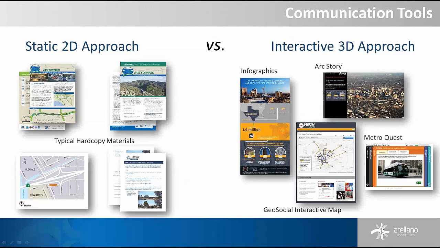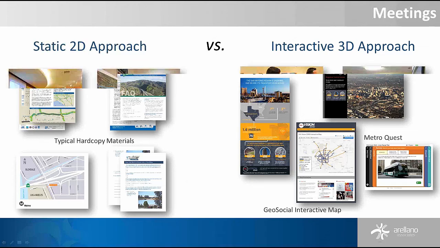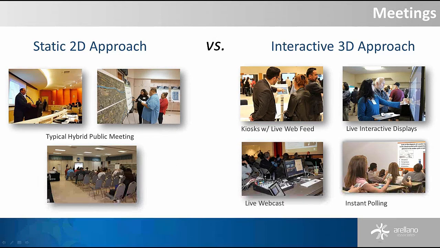And then there's MetroQuest, which Dave has done a great job of showing already, but that's another online engagement tool where we've seen tremendous results, where thousands of people participate, where you would never get that level of participation if you were just using your static 2D approach. The next element is your actual meetings themselves, and we've all been to the meetings where you have 20 or 30 people come, you have an array of boards on easels at the perimeter of the room, and then maybe you give a short PowerPoint presentation.